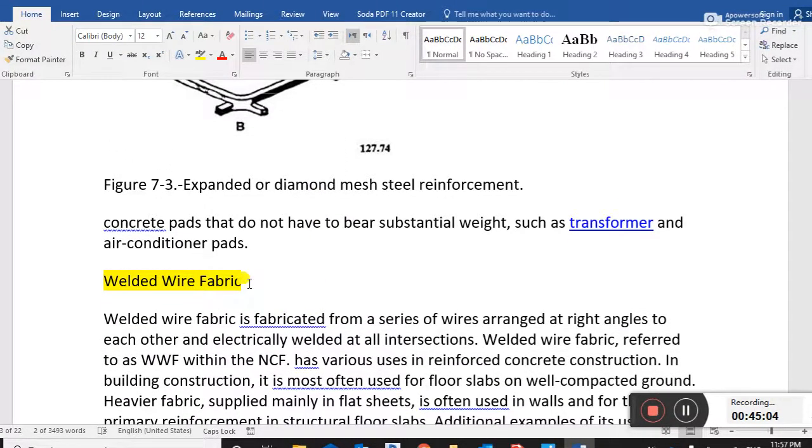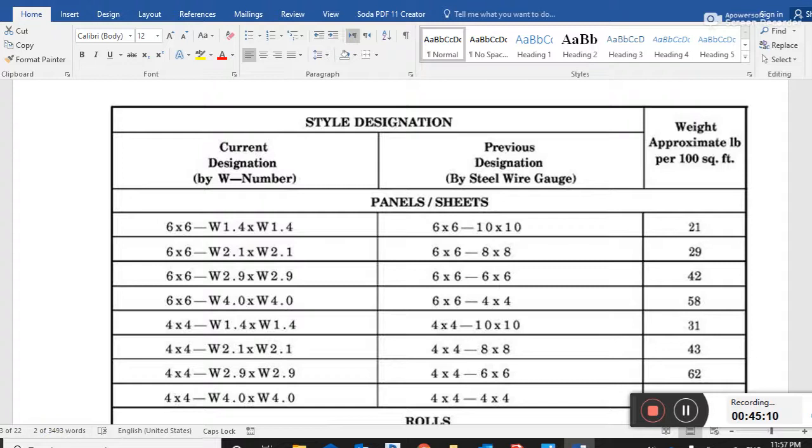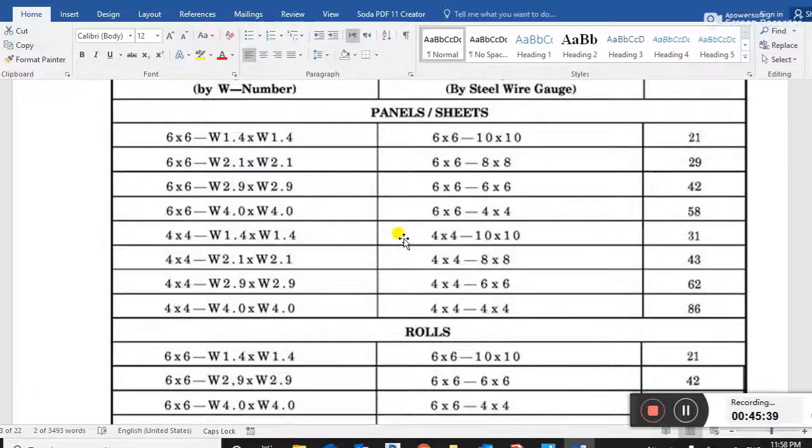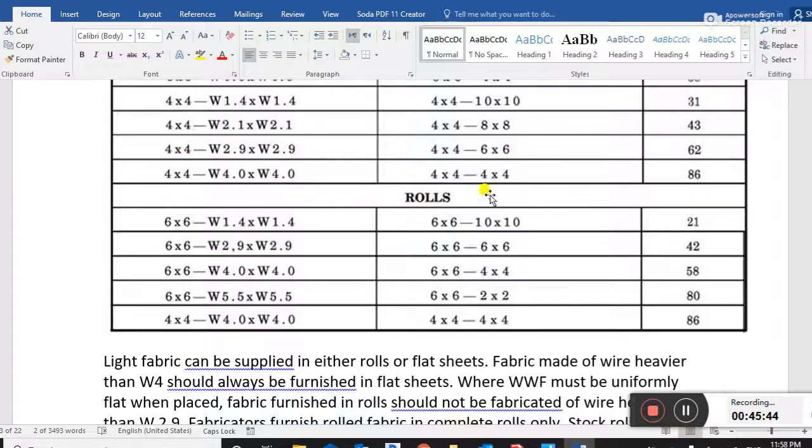Welded wire fabric. Guys, this is the style designation, the current designation by W number, the previous designation by steel wire gauge, and the weight approximately per 100 square feet. Guys, panel sheets 6 by 6, W1.4 by W1.4. This is for panel sheets, and this is for rolls.